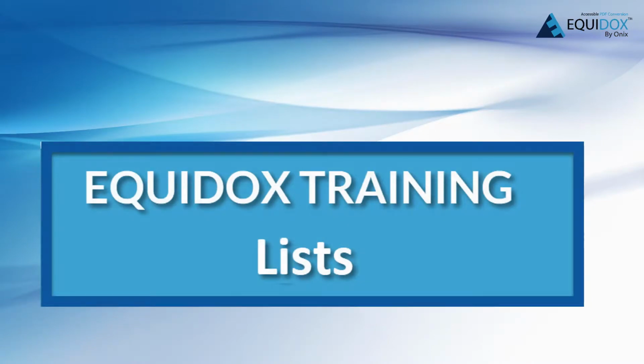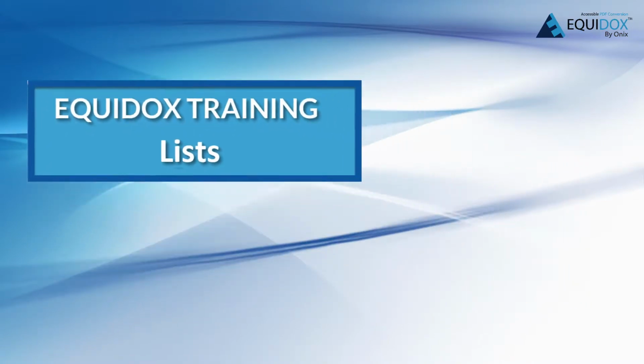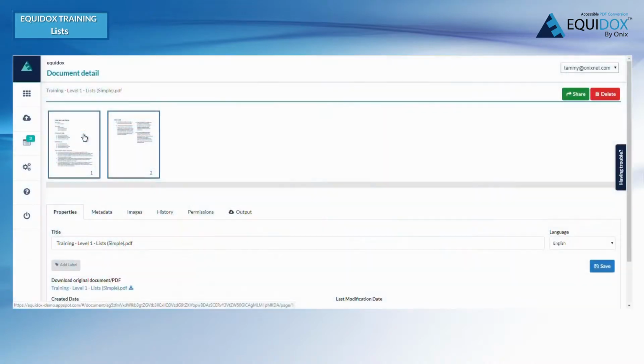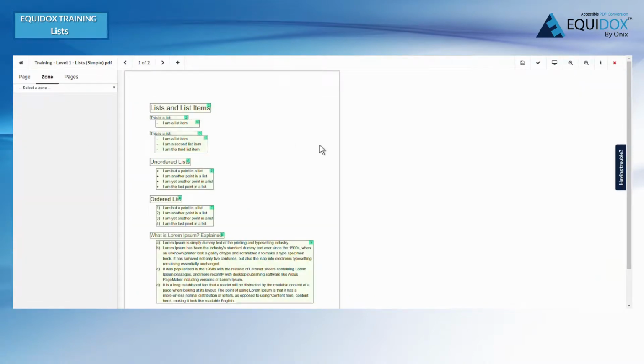Equidox training. Lists. Choose your document from the Documents view, and click on the page you wish to remediate from the document detail. Here we see our page of simple lists.